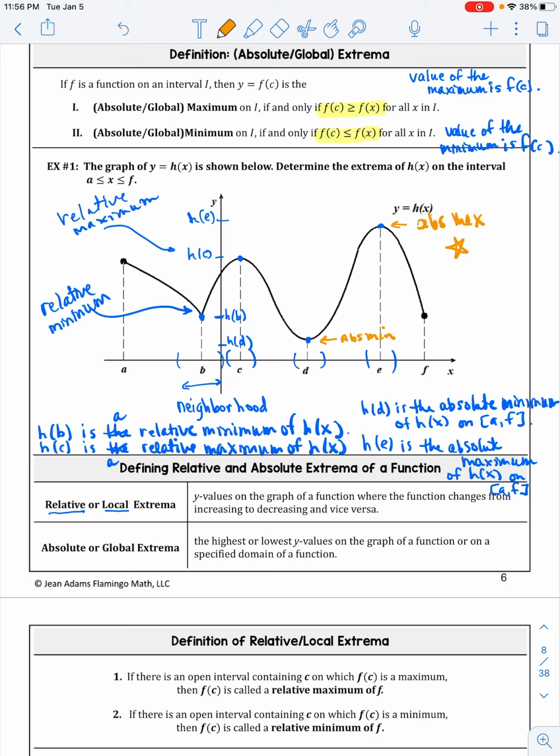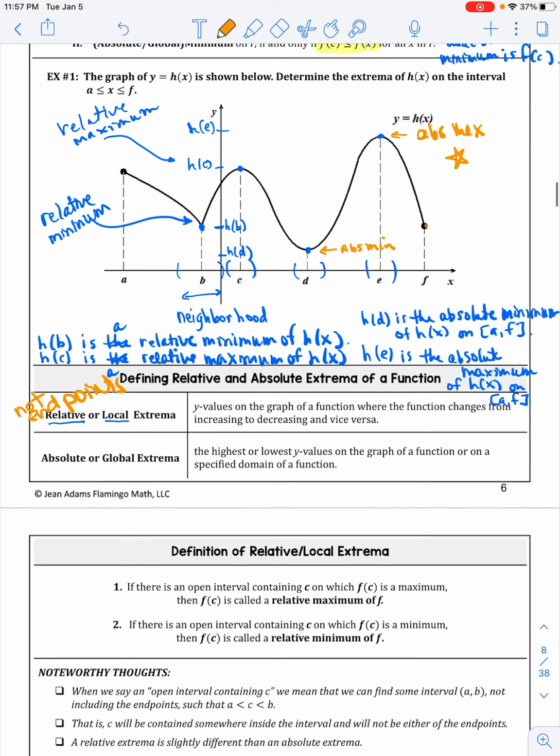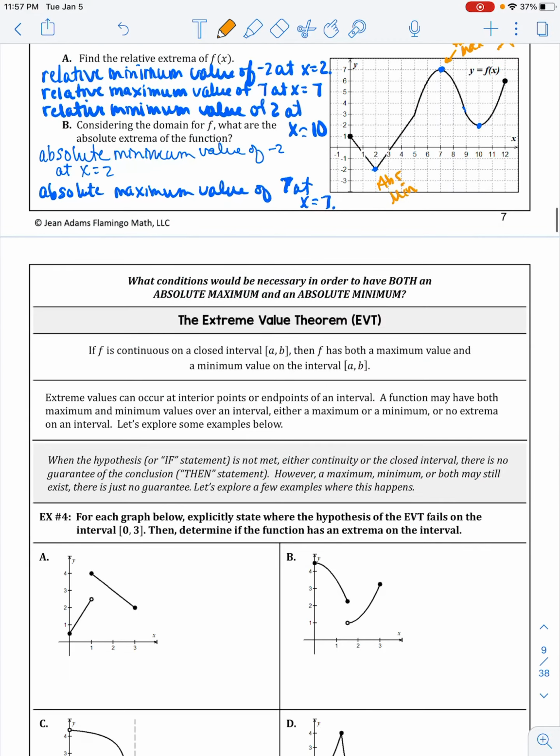Now, had one of our endpoints been the absolute highest or absolute lowest, we could use an endpoint, okay? So you do need to consider these endpoints, but since they were not the absolute minimum or the absolute maximum, we did not include them at all, okay? And you have to remember that you cannot have a relative or local extrema on an endpoint, okay? So you cannot have a local extrema on an endpoint.